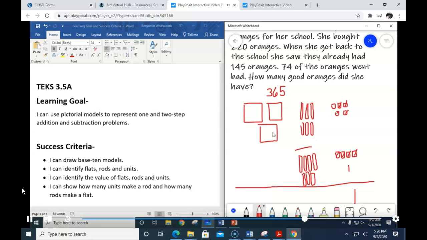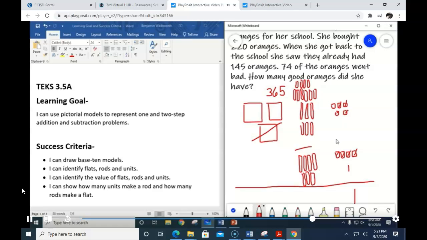So now we're going to have to take one of these flats and mark them out, and then we're going to have to add 10 rods to this group of rods right here, right? So we've got 1, 2, 3, 4, 5, 6, 7, 8, 9, 10. Okay, so I know my rods are a little misshapen, but you get the picture. Now up here we've got these 10, 11, 12, 13, 14, 15, 16.